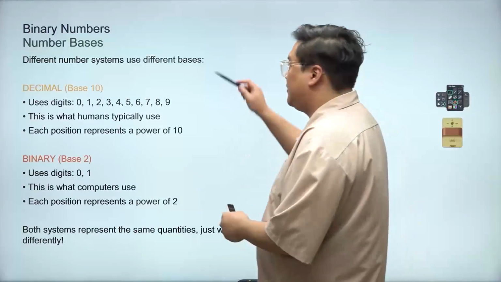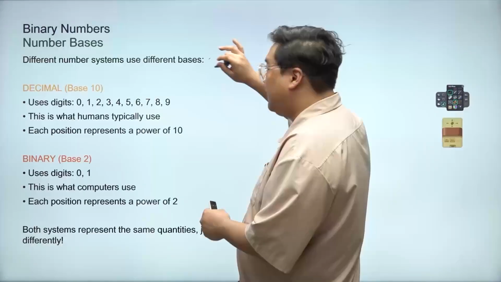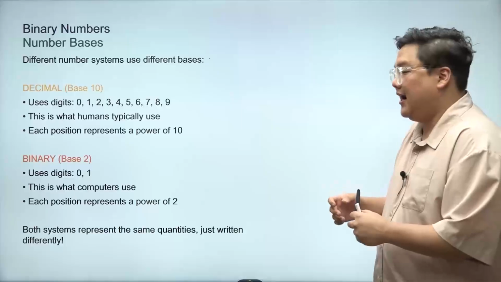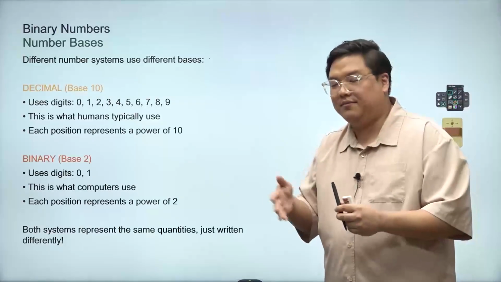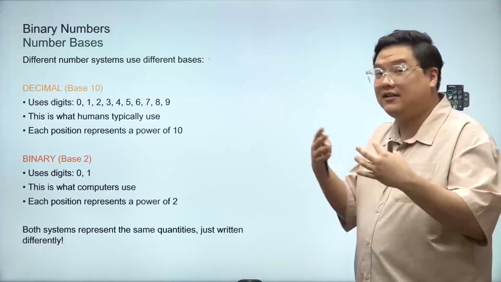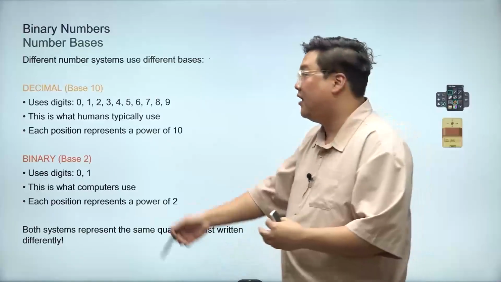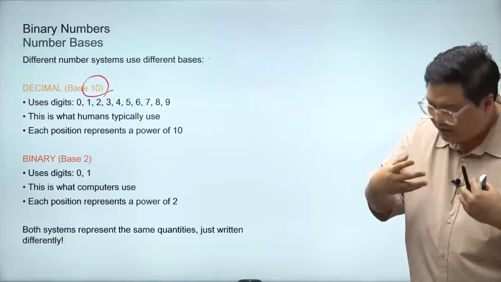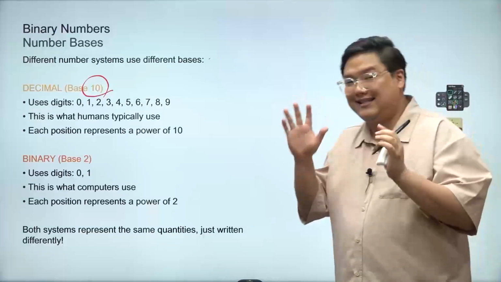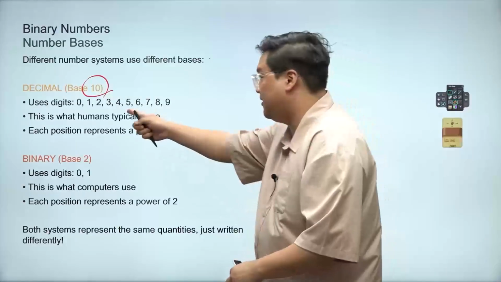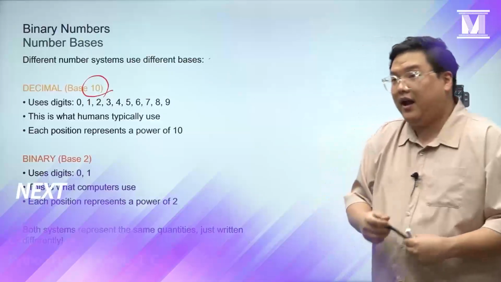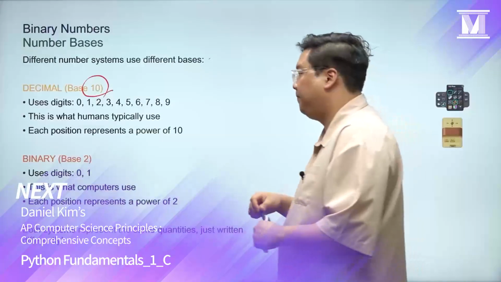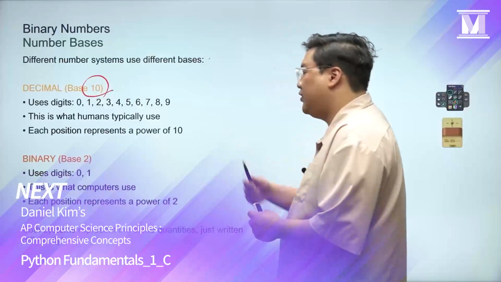Different number systems use different bases. So our number system is called the decimal system, meaning it's not like decimal numbers, like point something something, but the name of the system itself is the decimal system with a base of 10, meaning we represent all numbers possible using 10 digits, so 0 to 9. So if you think about it, yeah, we can represent every single number with that, okay? So this is what humans typically use.